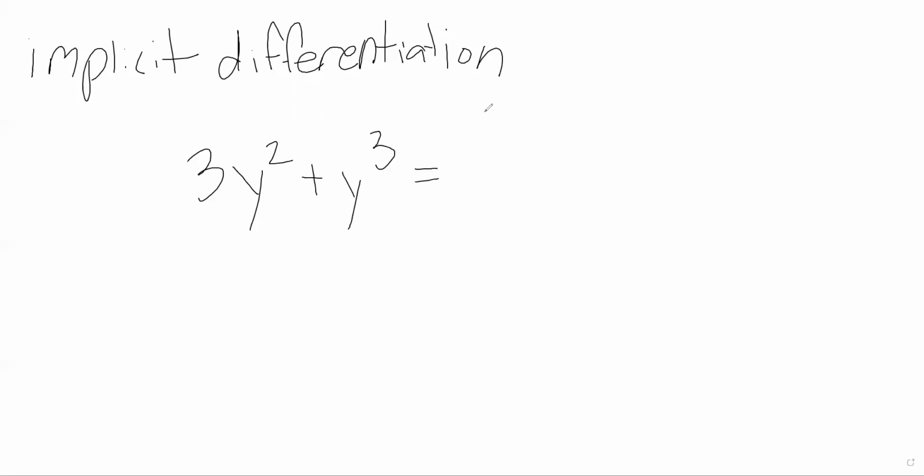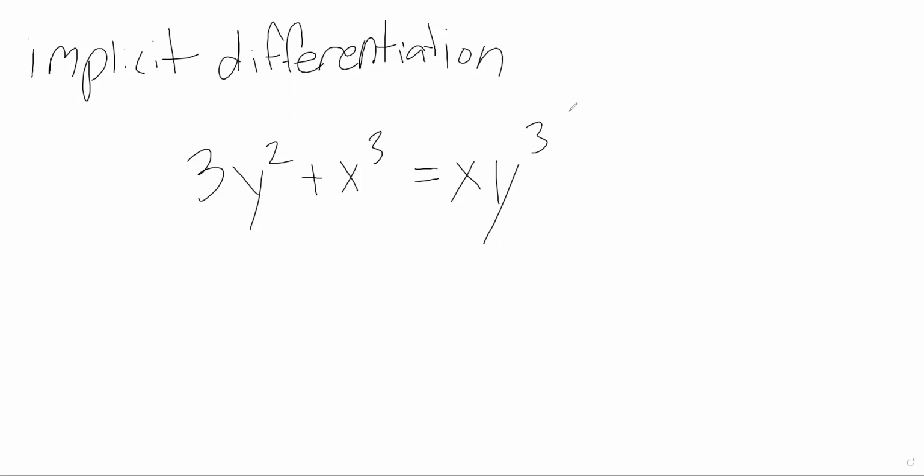Actually, let me rewrite this. Plus times. Okay. So let me change that just to be super sure that nothing's going to cancel out here. Okay. So we have 3y squared plus x cubed equals xy cubed.